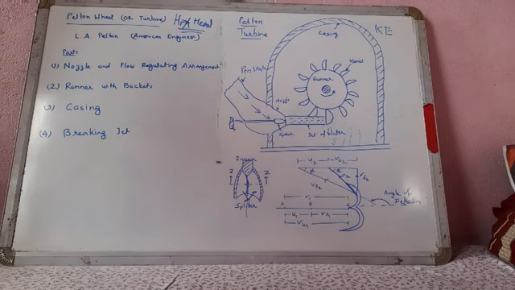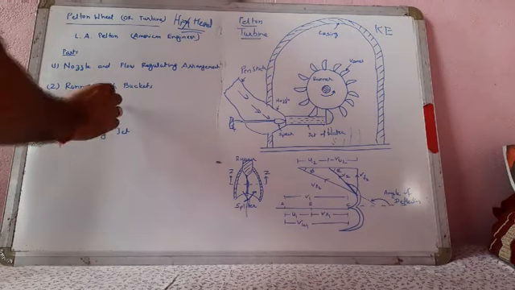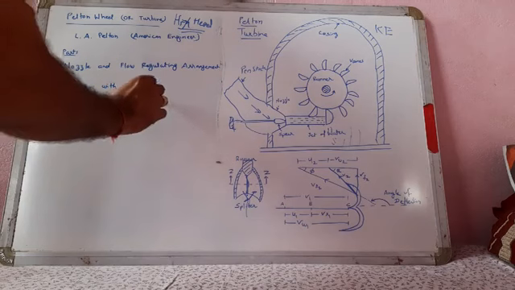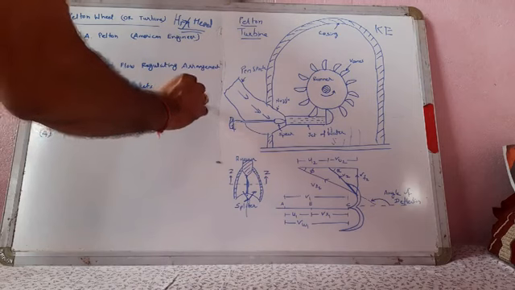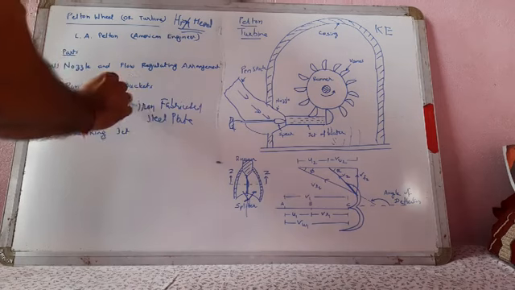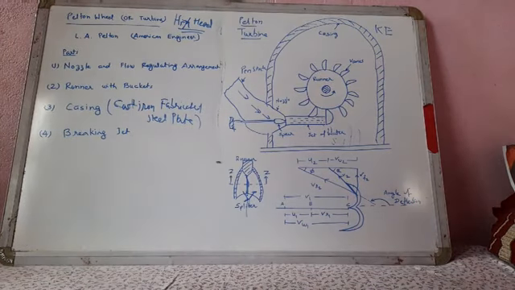It is made of cast iron or fabricated steel plate. The casing of the Pelton wheel does not perform any hydraulic function. This casing has no hydraulic involvement.